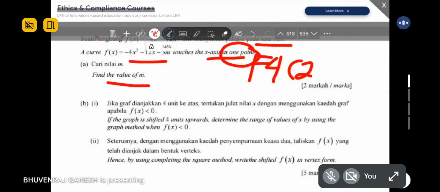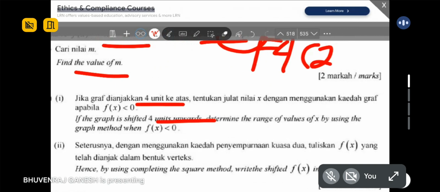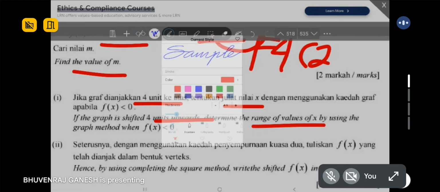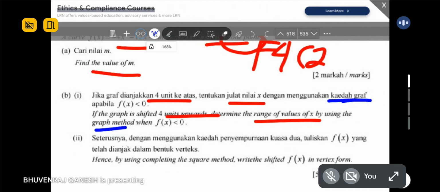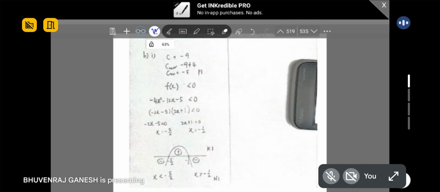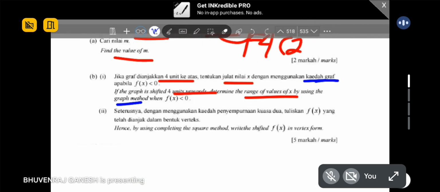So question B1. They say the graph is shifted up 4 unit. Dianjakan 4 unit ke atas. They want you to get the range for x. Julat nilai x. Okay, you see guys? See carefully. Graph method. Can you see? Kaedah graph. Graph method. Means that you must draw out your graph. Are you clear? Kena lukis graph. Because they already specify the method. Like table method, number line method, what else? Graph method. So you see over here, they specify graph method.